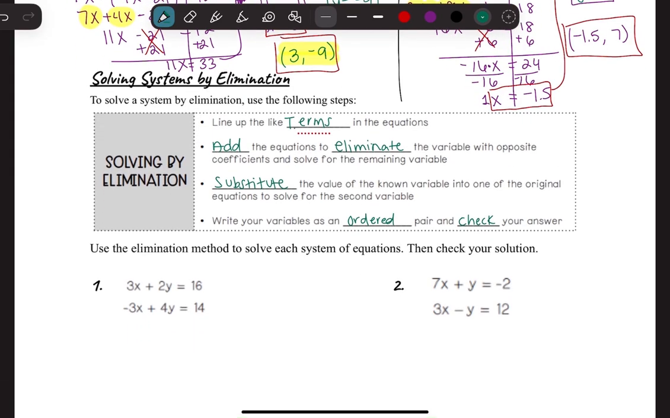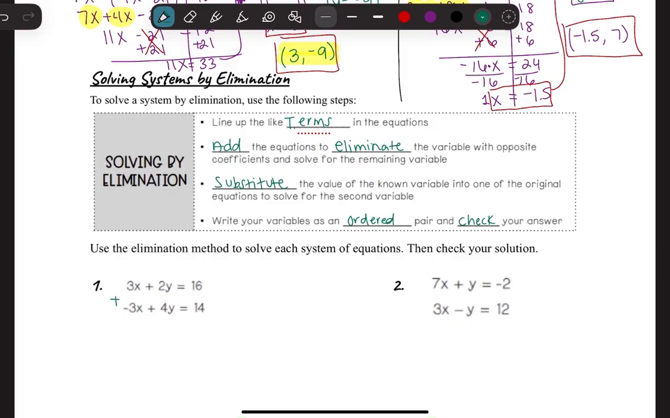So let's look at number 1. Number 1, we have 3x plus 2y equals 16, and we have negative 3x plus 4y equals 14. We want to eliminate one of these variables. Eliminating it means we're making it 0. So you're going to line up the like terms, which is already done, and then we add the equations.